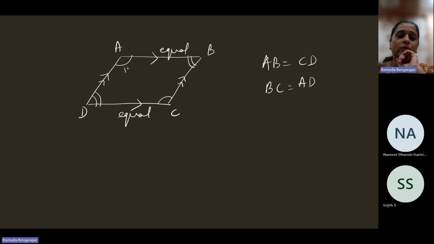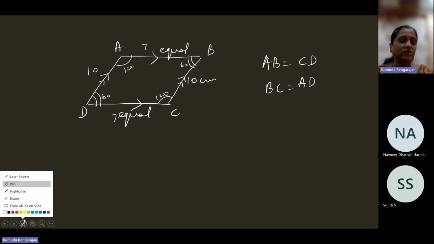If this is 120, this is also 120. If this is 60, this is also 60. Opposite angles equal. Opposite sides equal. So if this is 7, this is also 7. If this is 10, this is also 10. And opposite sides are parallel.